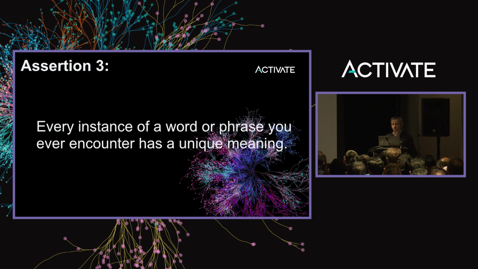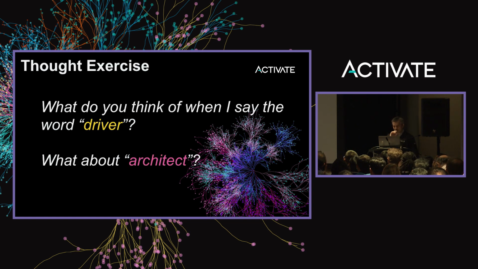Okay, on to assertion number 3, and then we'll get off of this philosophical rant and move on to actually building a semantic search system. So assertion number 3: every instance of a word or phrase you ever encounter has a unique meaning. This one's often controversial when I talk about it, but just to start out with an example, what do you think of when I say the word driver?